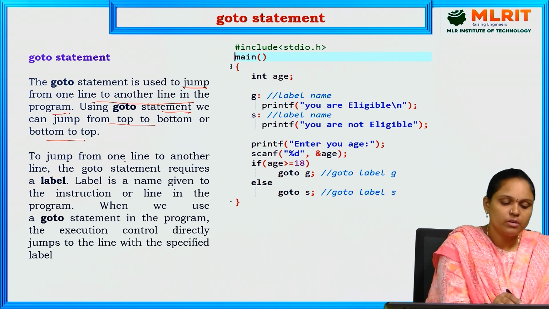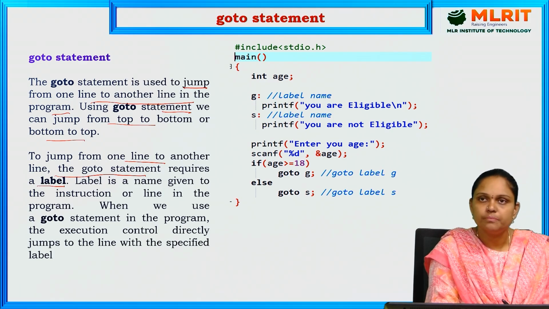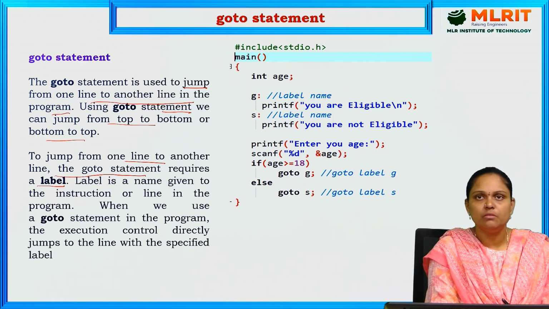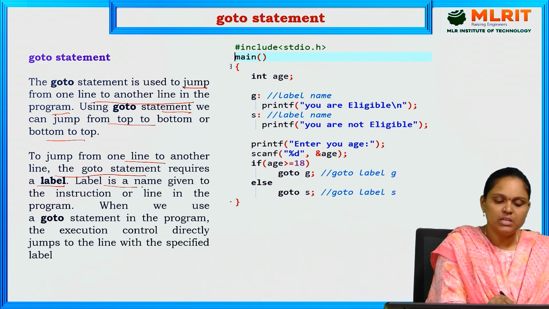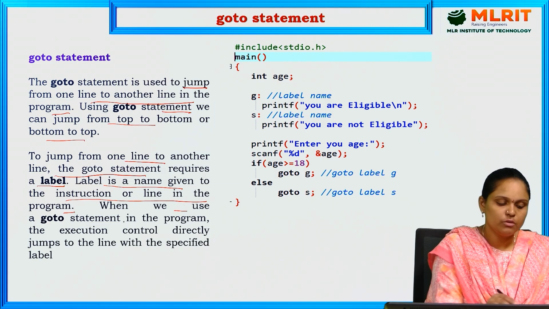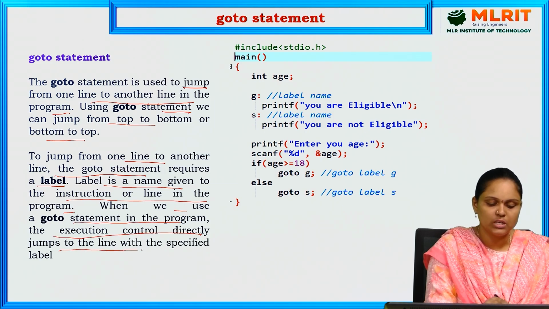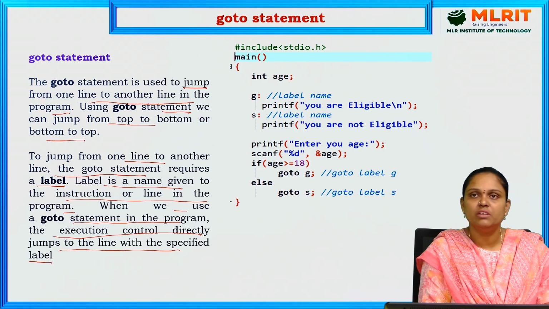To jump from one line to another line, the goto statement requires a label. By using that label, we are jumping from one line to another line. A label is a name given to an instruction or line in the program. When we use the goto statement in the program, the execution control directly jumps to the line with the specified label. Where the label we have specified, it jumps to that particular label.